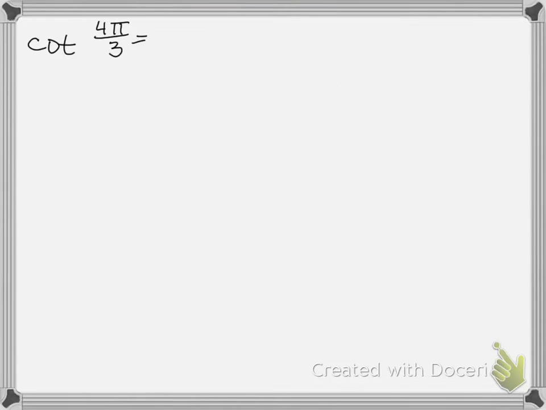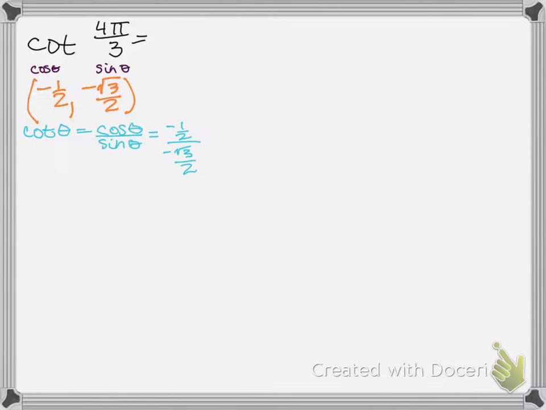Alright, I have cotangent of 4 pi over 3. 4 pi over 3 is on the unit circle. It has the ordered pair of negative 1/2, negative square root of 3 over 2. First number is cosine, second number is sine. Cotangent is cosine over sine, so negative 1/2 divided by negative square root of 3 over 2. Remember, when you're dividing fractions, the numerator stays the same, the denominator flips, and I change division to multiplication. So negative 1/2 times negative 2 over the square root of 3.